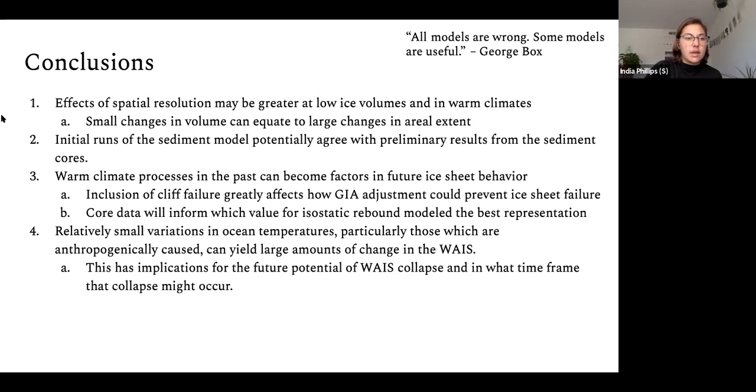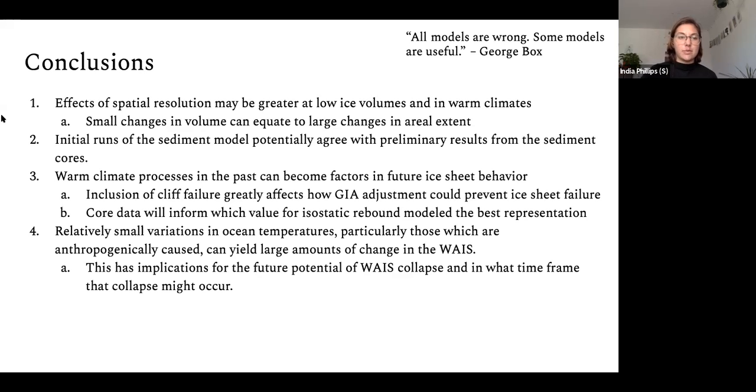And two, from Abby's runs, the initial sediment model runs potentially agree with preliminary results from the sediment cores on catchment locations and sediment flux.